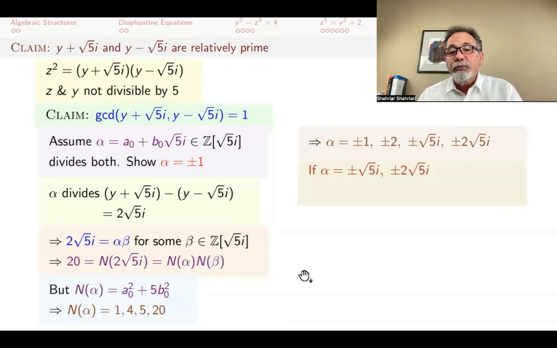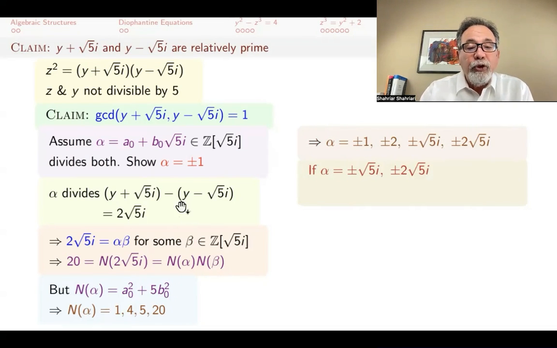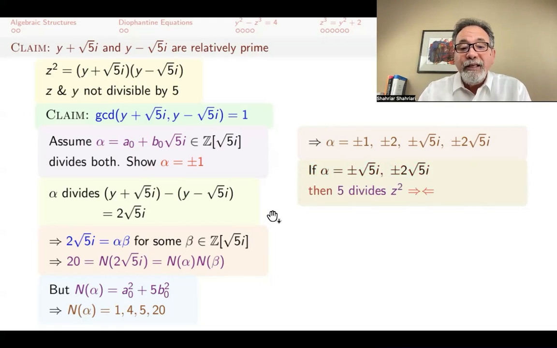If alpha is plus or minus square root of 5i, then we know that alpha was supposed to be a common factor of y plus square root of 5i and y minus square root of 5i. If it's a factor of this one and that one, and z squared is the product of those, then alpha squared will be a factor of z squared. But alpha squared will have a factor of 5, which would mean that 5 divides z squared. But we had said that z is not divisible by 5, so that cannot be.